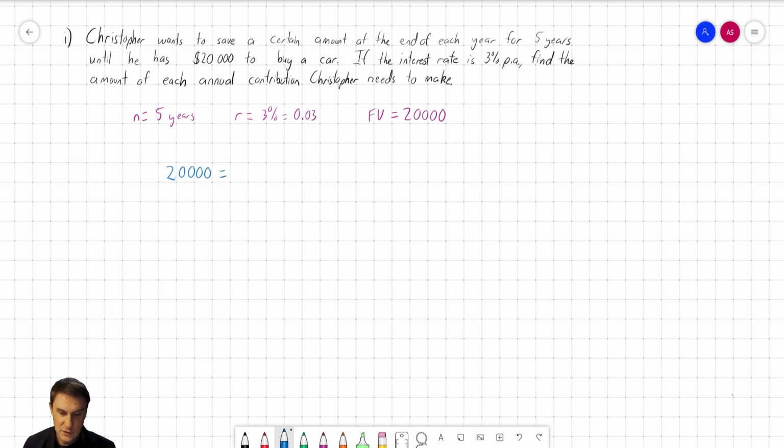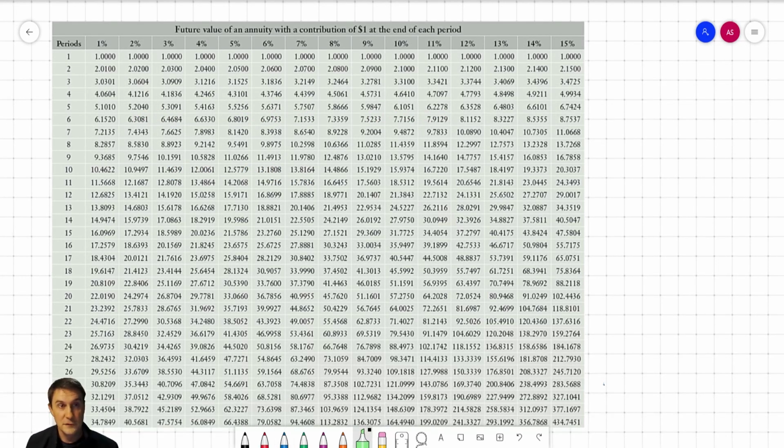But what we do need to do is work out what the contributions are, which we are making, and then we also need to know the value from the future value table, which we'll go and look up now. Here on our future value table, we've got 5 years, which is that amount there. And we are doing it for 3%, so that's going to be that column there. Where they both intersect here, we can see that we've got the value of 5.3091. So that's what we need to use in this question.